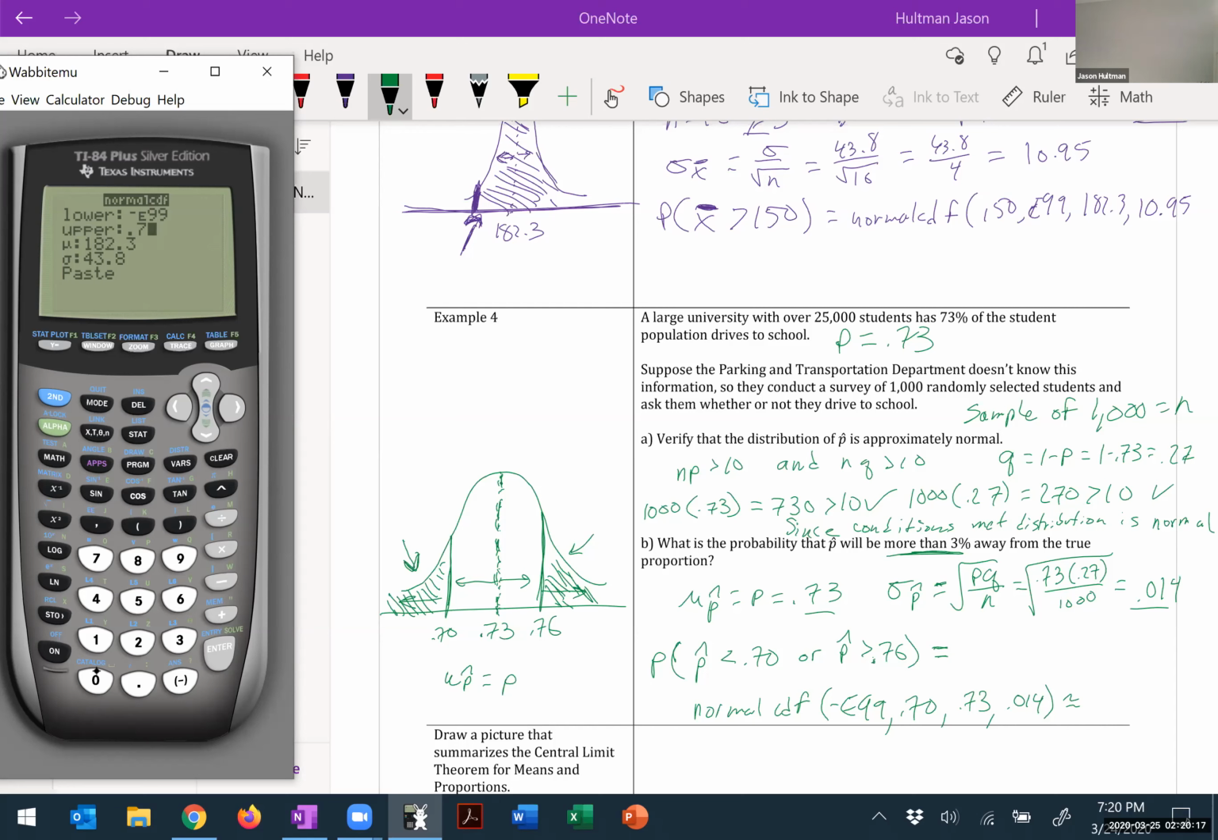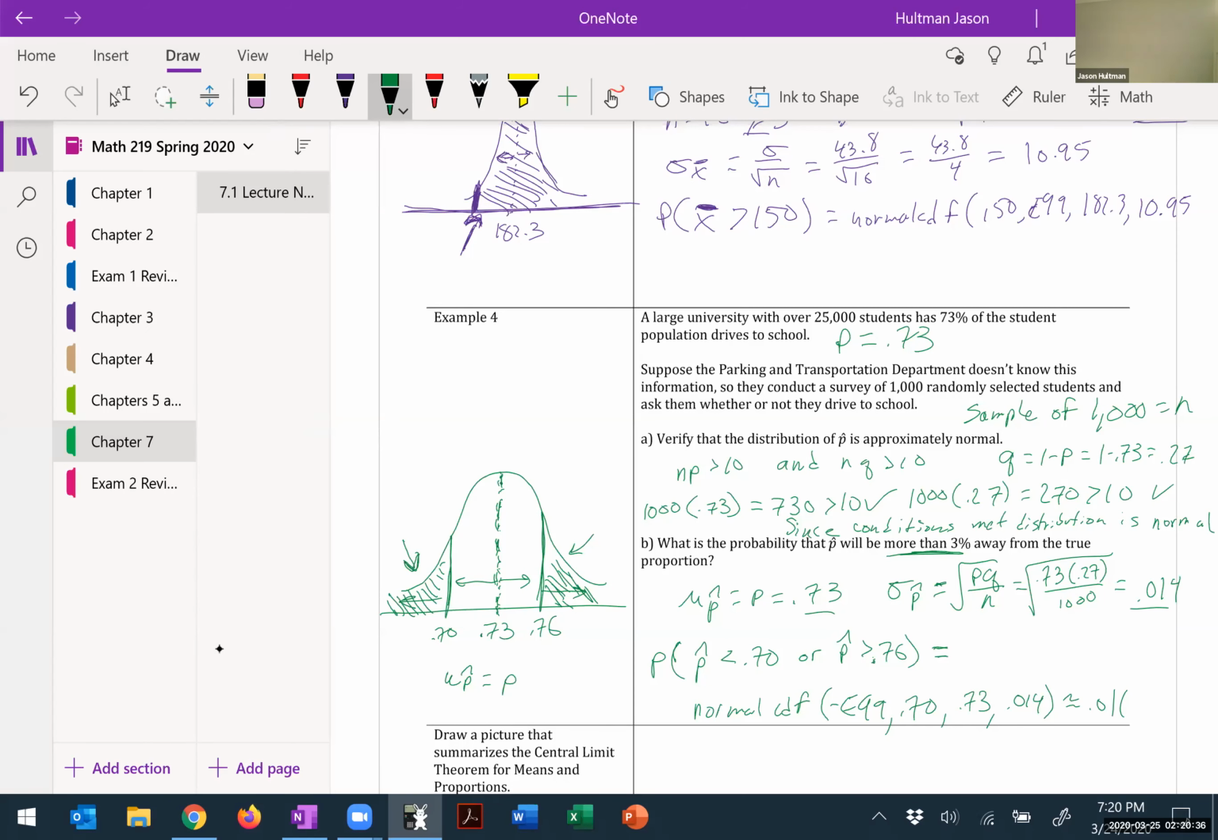The upper I want as 0.70. The mean I want as 0.73, and the standard deviation I want as 0.014. I'm going to paste that, and I get about 0.016. So just that one piece is 0.016 over here.